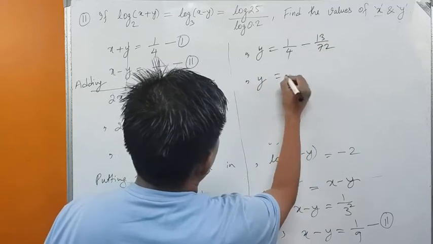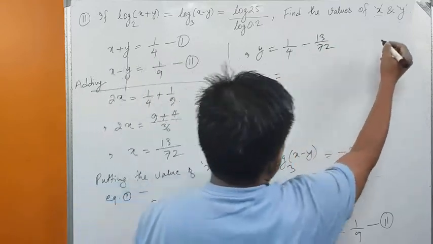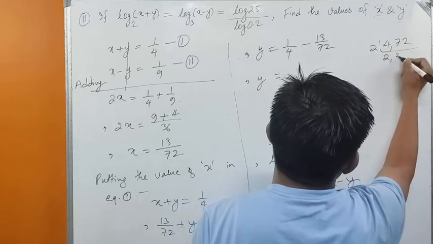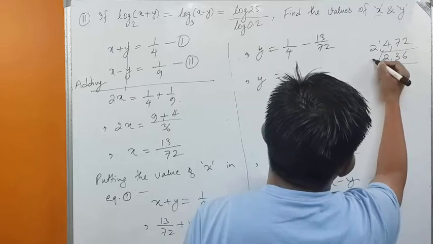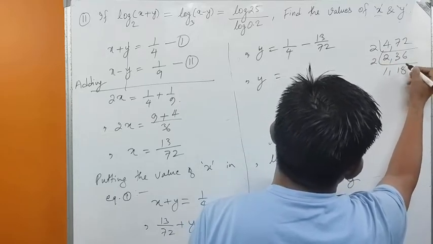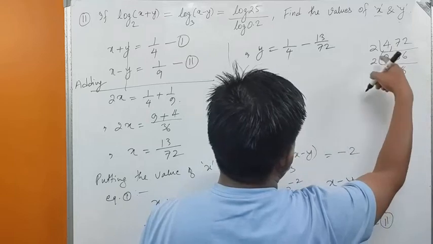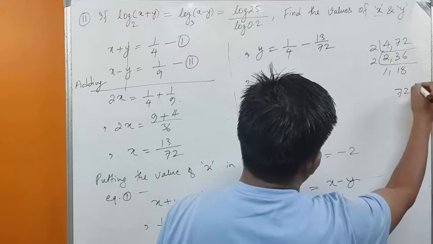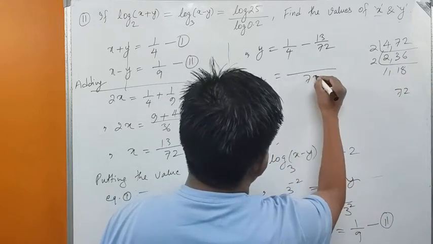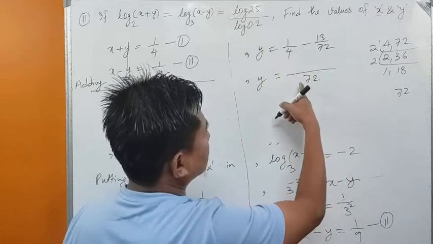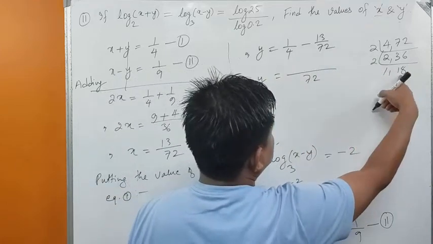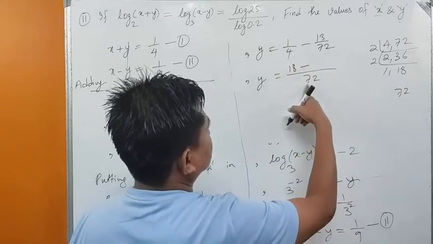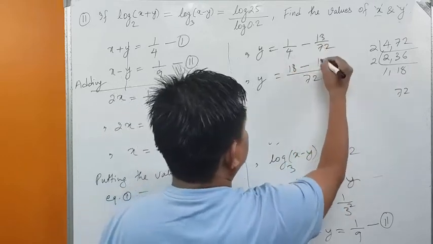Or y equals the LCM of these two numbers, 4 and 72. 2 2s are 4, 2 3s are 6, 2 6s are 12, 2 1s are 2, 2 18s are 36, isn't it? So 2 2s are 4, 4 8s are 32, 4 1s are 4 plus 3 is 7, 72. The LCM is 72, okay? So 4 into what number gives us 72? 4 into 18 gives us 72. 18 into 1, 18, minus 72 into 1 gives us 72, that 1 into 13 is 13, okay?